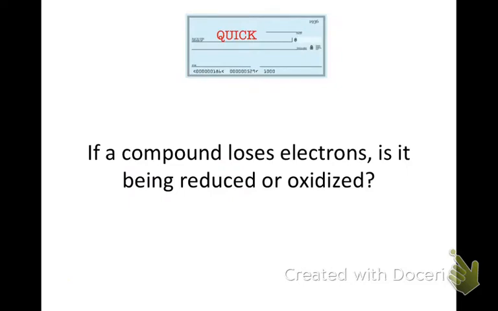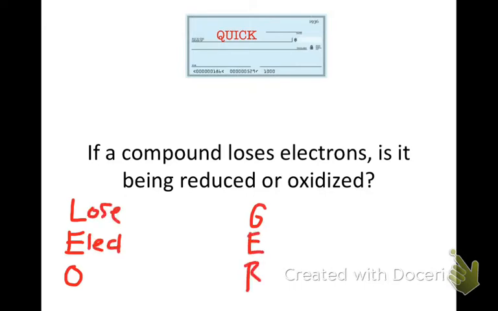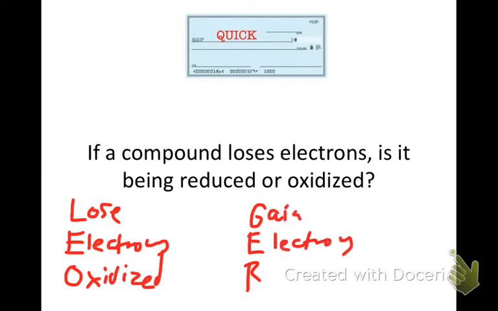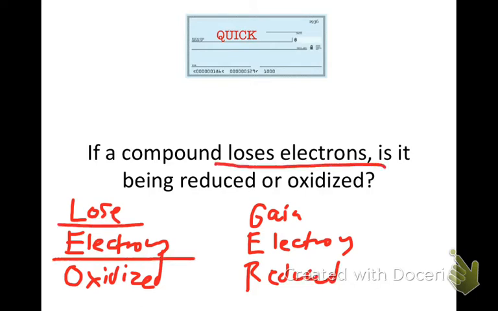So with that said, our last quick check: if a compound loses electrons, is it being reduced or oxidized? And before I even do that, I forgot to mention there is a mnemonic for this. It's LEO goes GER. So when you lose electrons, you're being oxidized. And when you gain electrons, you're being reduced. And so in this case, if a compound is losing electrons, is it being reduced or oxidized? It is being oxidized. So that's the end of part 1.